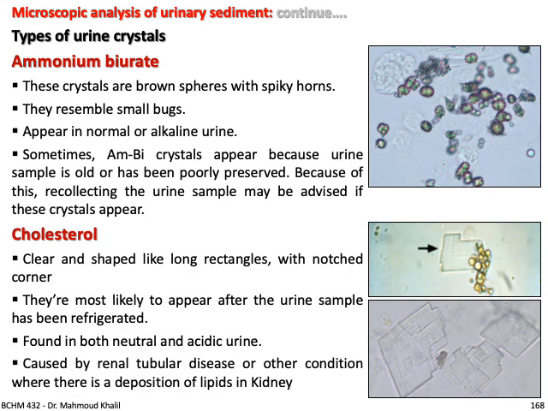Cholesterol: you can see cholesterol crystals in the urine. They are clear and shaped like a long rectangle with a notched corner. They are most likely to appear after the urine sample has been refrigerated, found as well in both neutral and acidic urine, and this is caused by renal tubular disease or other conditions where there is a deposition of lipid in the kidney.